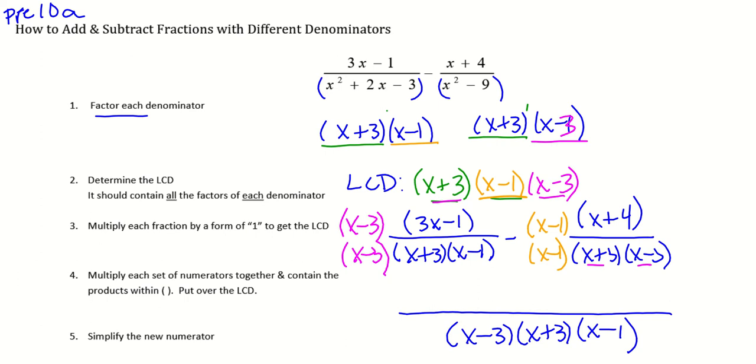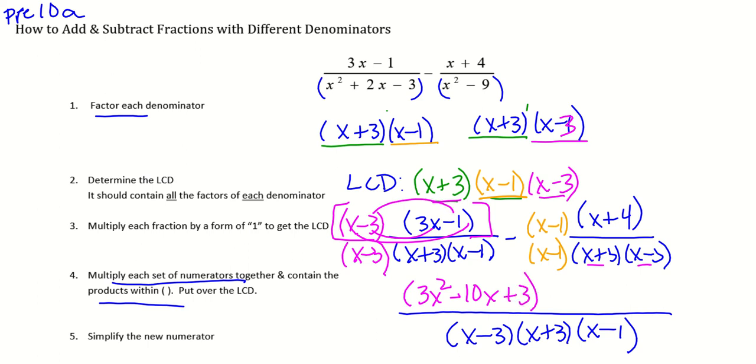And I'm going to multiply each set of numerators together, and I'm going to put them in parentheses so I don't lose the grouping of it. So I'm going to multiply this x minus 3 times 3x minus 1. If I FOIL those together, I get 3x squared minus x minus 9x, so minus 10x, and then multiplying my last, I get plus 3. Now I have a subtraction, and multiplying my next numerators together, putting those in parentheses, I get x squared plus 4x minus x plus 3x minus 4.